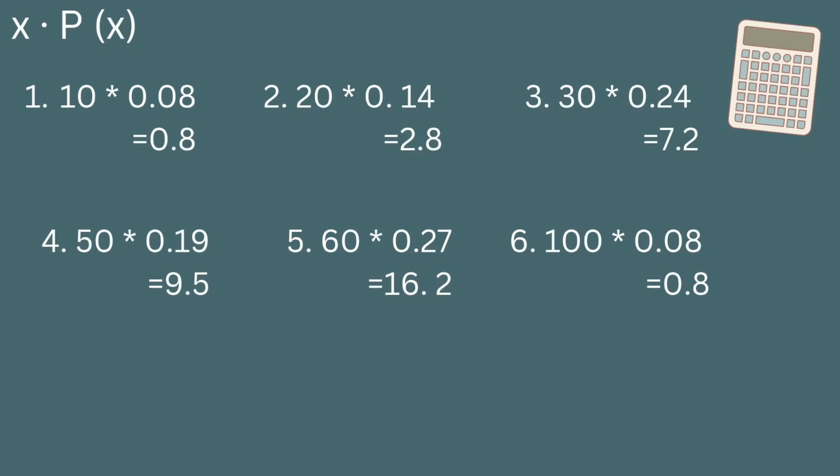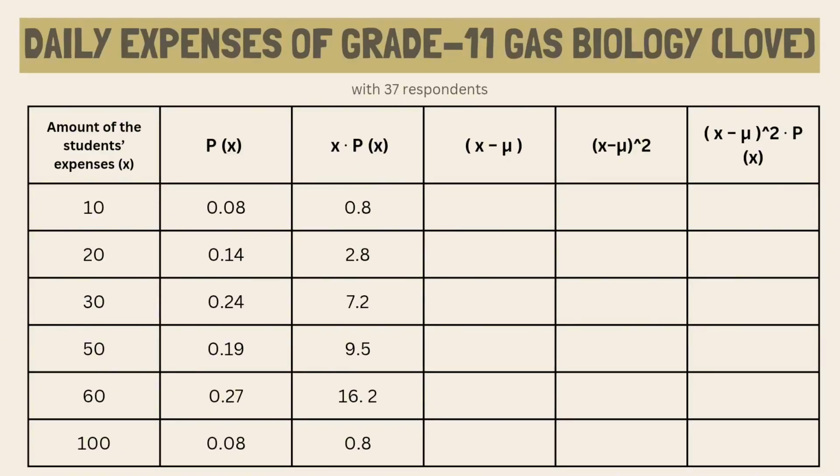60 times 0.27, which is 16.2, and 100 times 0.08, which is 0.8. So the next thing that we're gonna do is to add it on the table. As you can see, we have already filled the table with our answers earlier. All we have to do is add all of these answers and divide it, and we can get the mean. So it's very easy, right? So what are we waiting for?